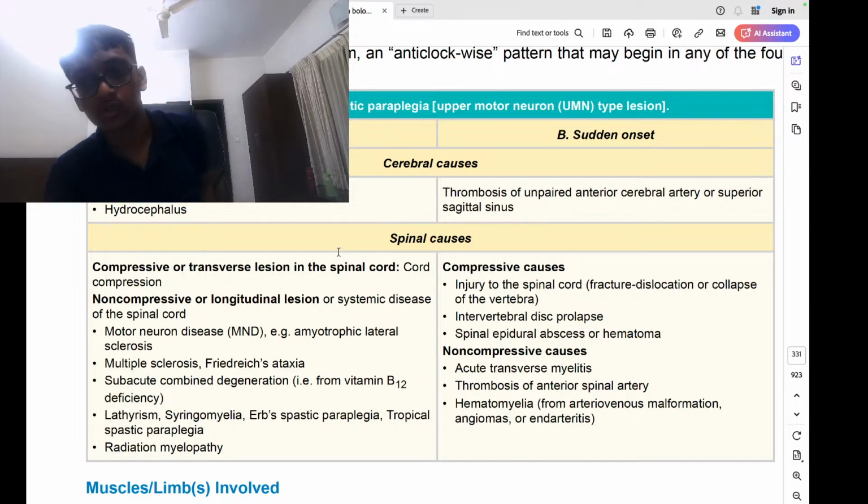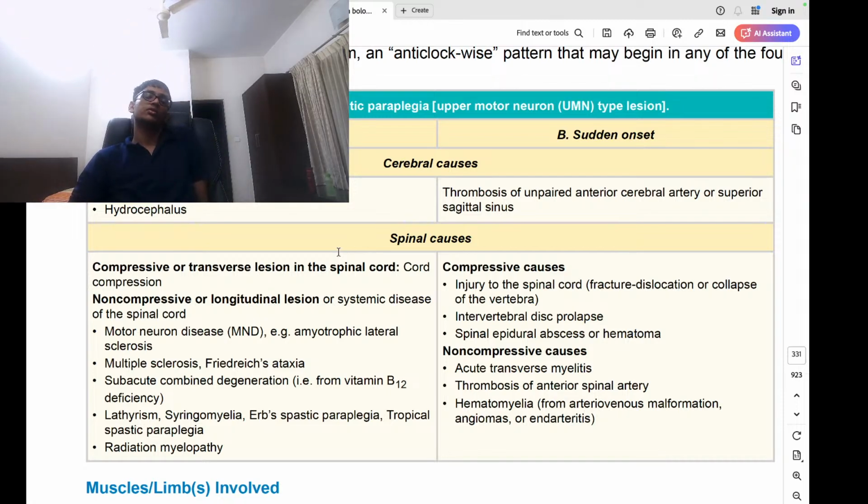Compressive causes: injury to the spinal cord, fracture, dislocation or collapse of the vertebra, intervertebral disc prolapse, spinal epidural abscess or hematoma. Non-compressive causes: acute transverse myelitis, thrombosis of the anterior spinal artery, hematomyelia from arteriovenous malformation, angiomas or endarteritis.